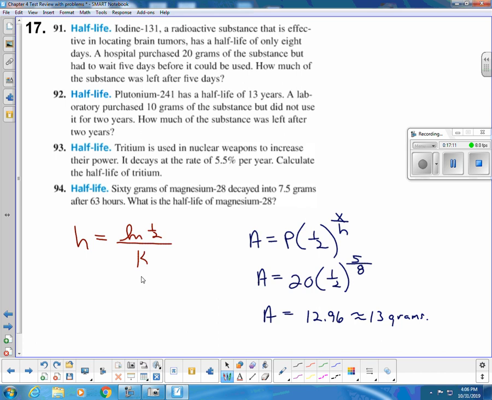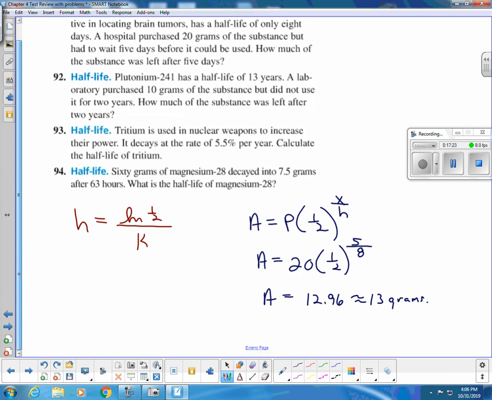So if you're looking for how much did you start with, how much do you have left, time, that kind of stuff, you can use this. But if you're looking specifically for what is the half-life time period, you need to use this one. All right, so let's look at number 24 because it's asking for the half-life. 60 grams of magnesium decayed into 7.5 grams after 63 hours. What is the half-life?